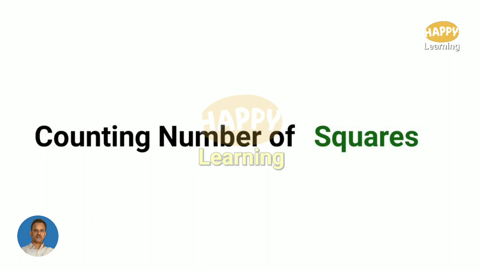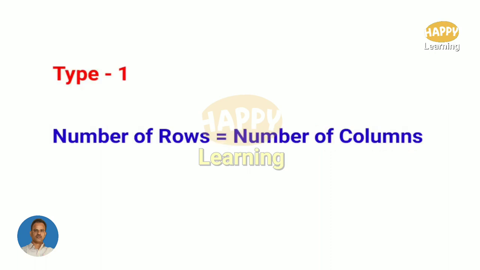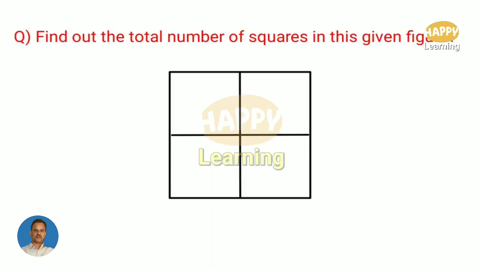Let us start with type 1. Here the number of rows is equal to the number of columns. In the given figure, the total number of rows is equal to the total number of columns. Okay, let us start. So the question is, find out the total number of squares in this given figure.